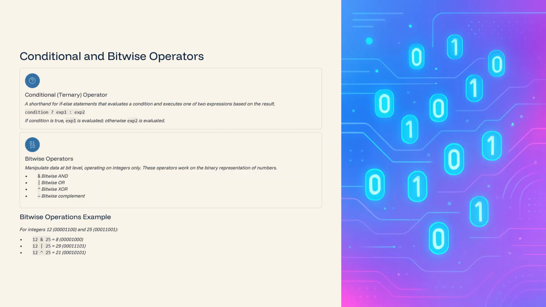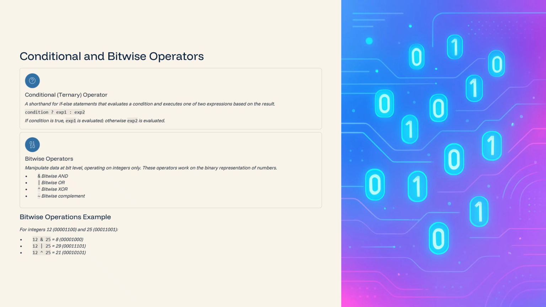Now we will look into the conditional and bitwise operators. The conditional operator is a ternary operator. As you know, operators are classified into unary, binary and ternary. So the conditional operator is a ternary operator, and it is also a shorthand for the if-else statement. The syntax is: condition, question mark, expression 1, colon, expression 2.